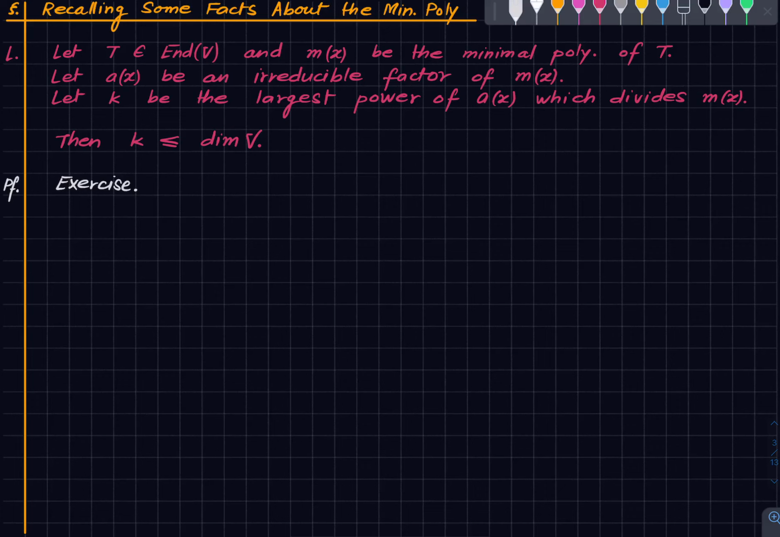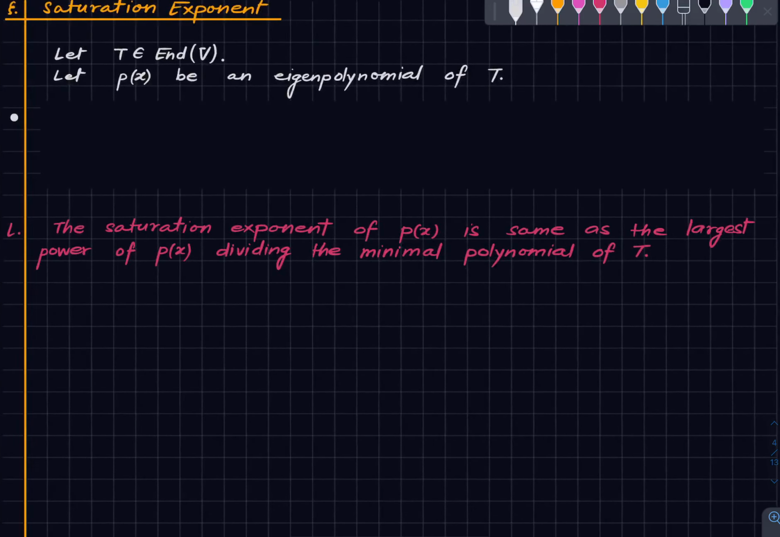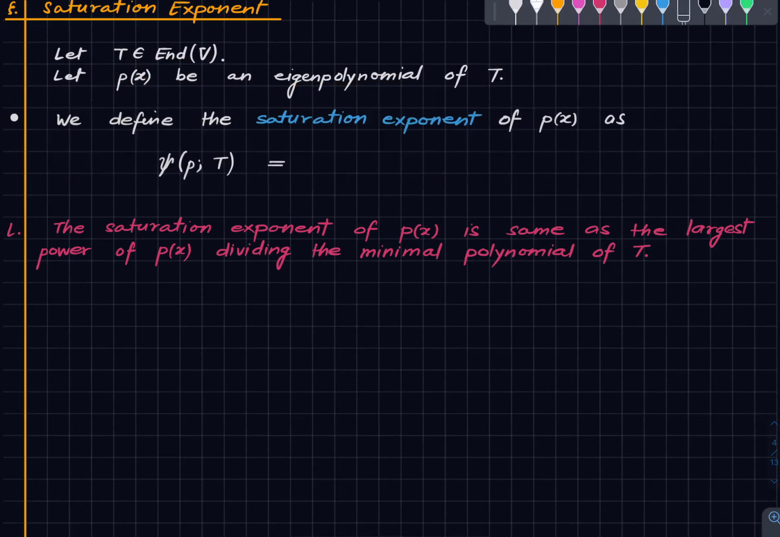All right. So now we start with the lecture proper. Suppose we have an endomorphism on a vector space V, and p(x) is an eigenpolynomial of the endomorphism. Then we define the saturation exponent of the eigenpolynomial. We write this symbol, and again, this is a non-standard terminology.